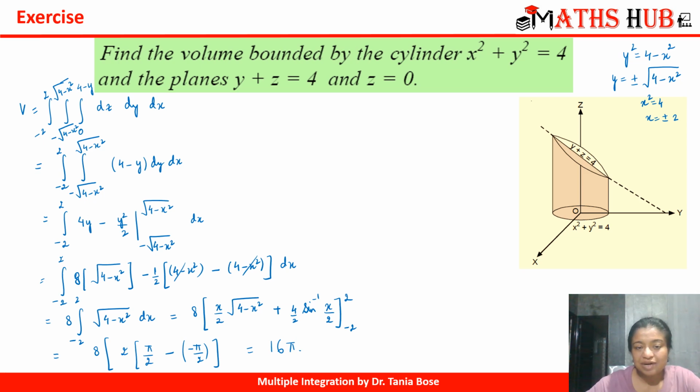Clear? So I hope you understood how to calculate the volume of any surface.